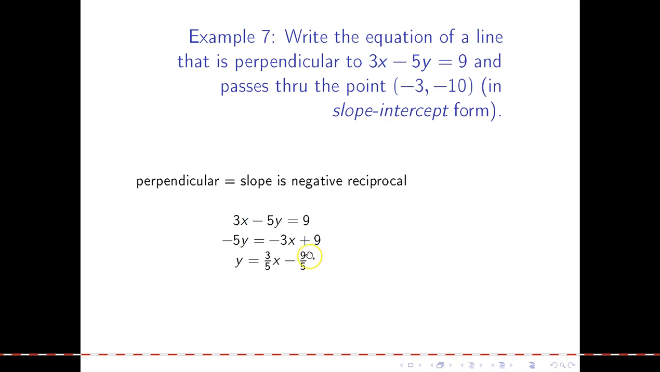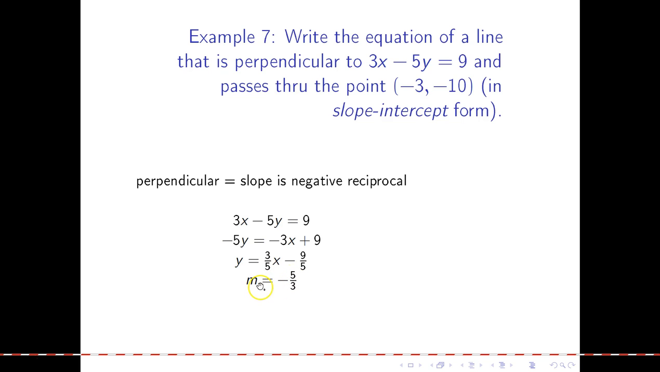Now, the nice part is don't worry about the fact that this is a nasty fraction, because again, the only thing we want out of this equation is the slope. But my slope is the negative reciprocal of this slope. So what is the negative reciprocal of this slope? Or in other words, what's the slope of my line? Hopefully you're saying it's -5/3.